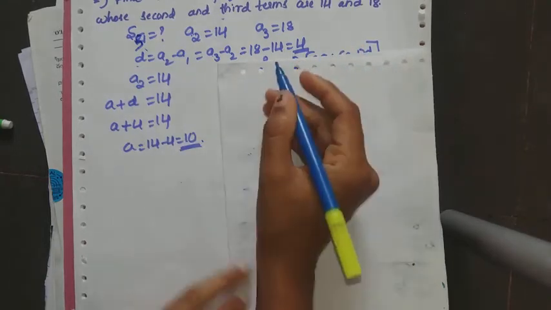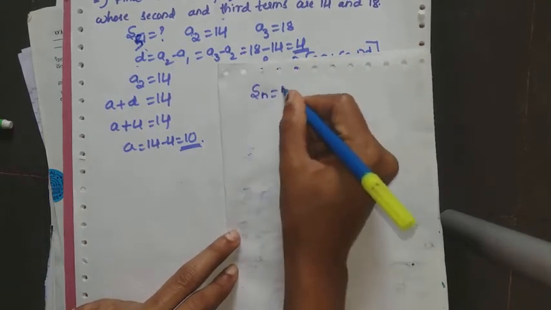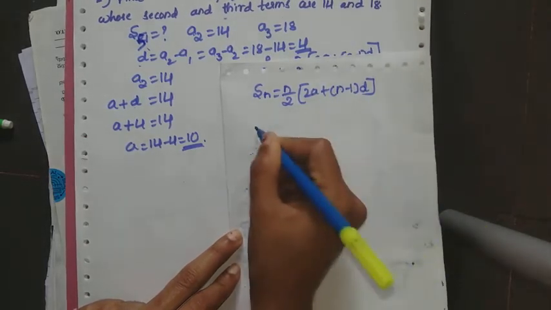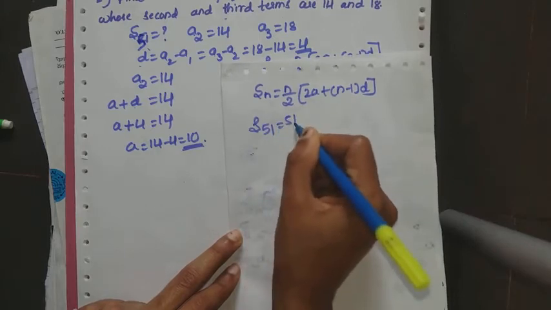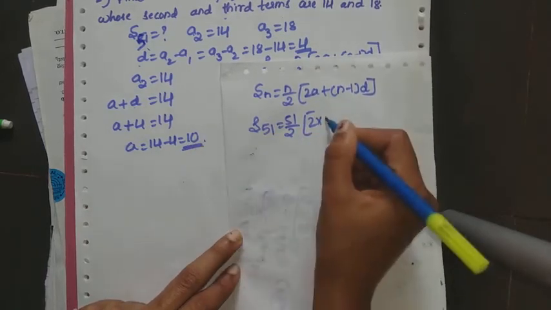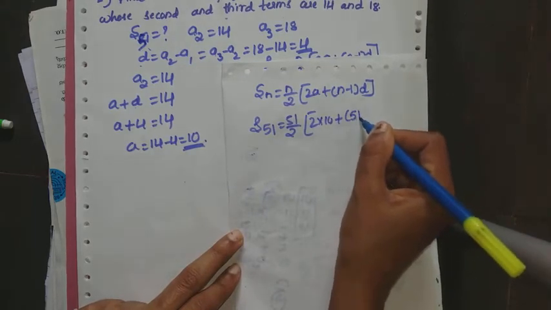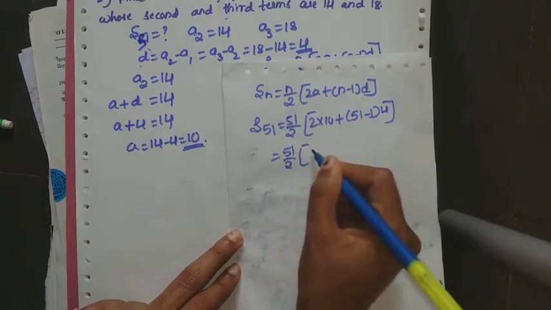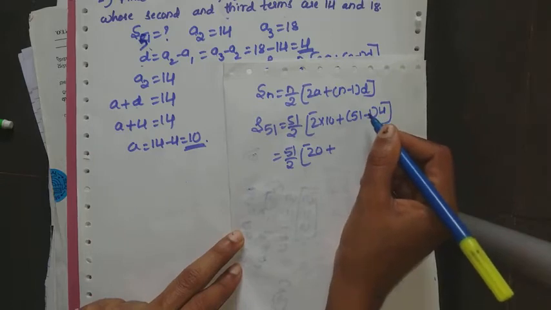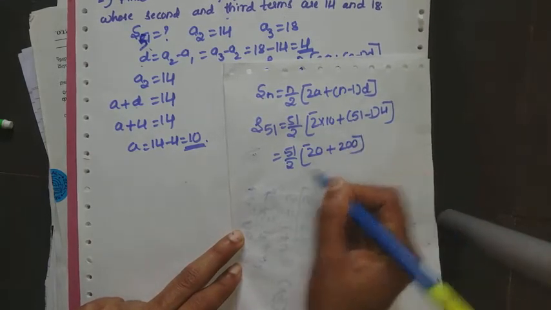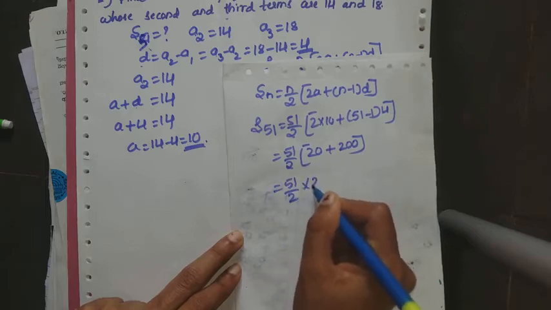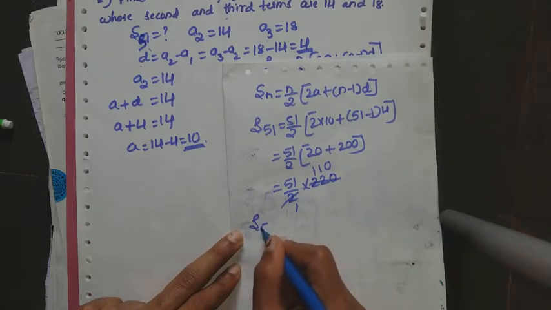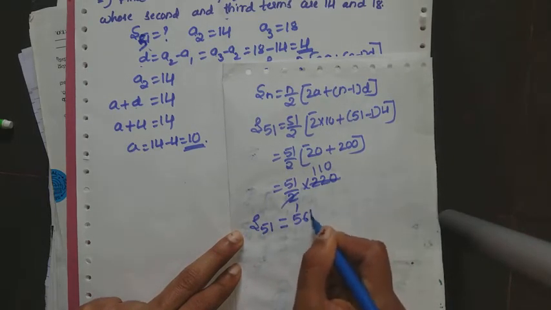S51, this is 51. We know that Sn is equal to n by 2 into bracket of 2a plus (n minus 1) into d. So S51 is equal to 51 by 2 into bracket of 2 into a, which is 10, plus n is 51 minus 1, d is 4. So 51 by 2 into bracket of 20 plus 50 into 4, which is 200. So this is now 51 by 2 into 220. That is 110. The multiplication of these two, S51 is 5610.